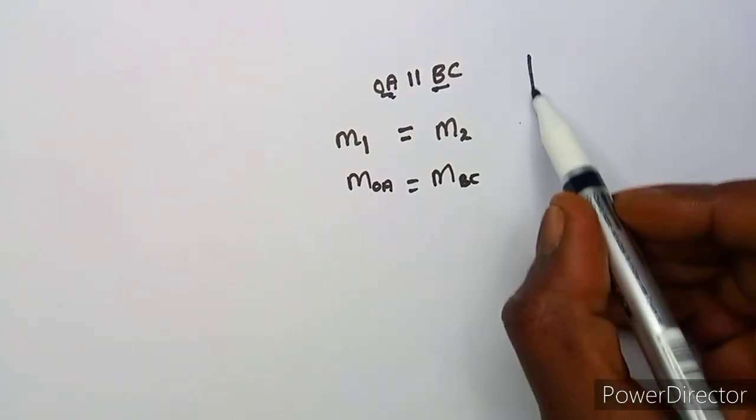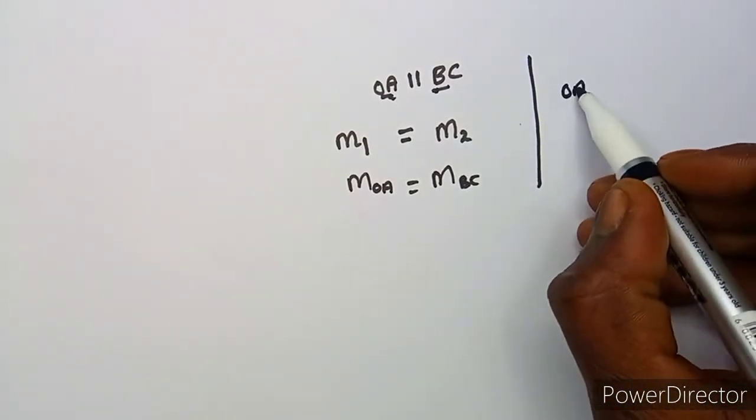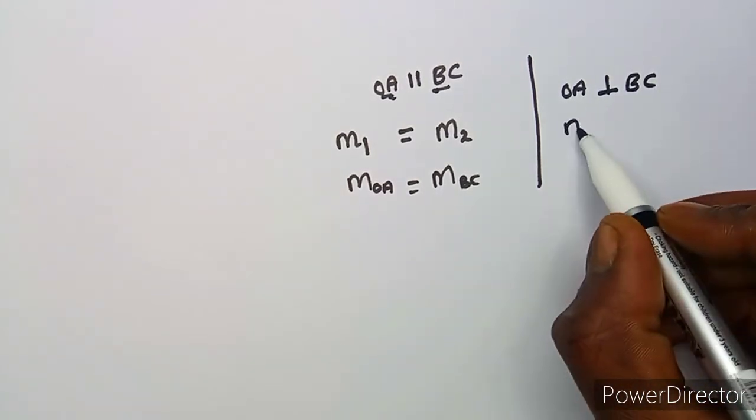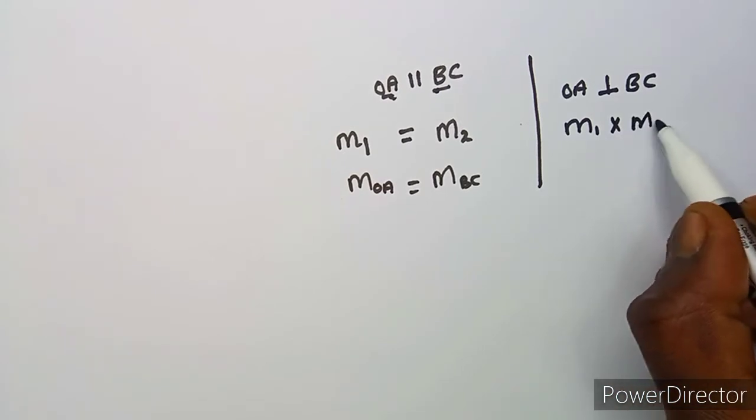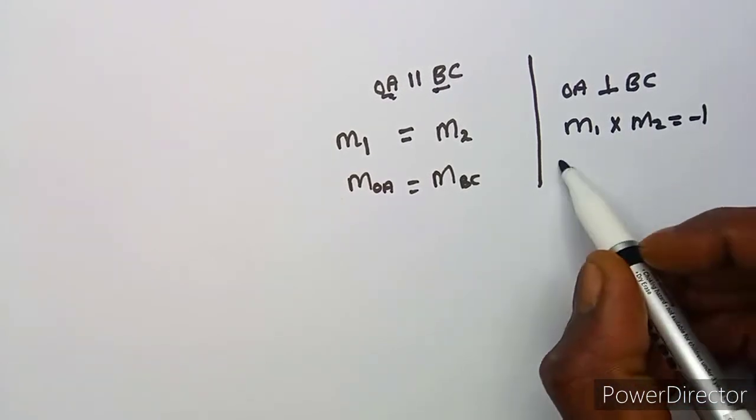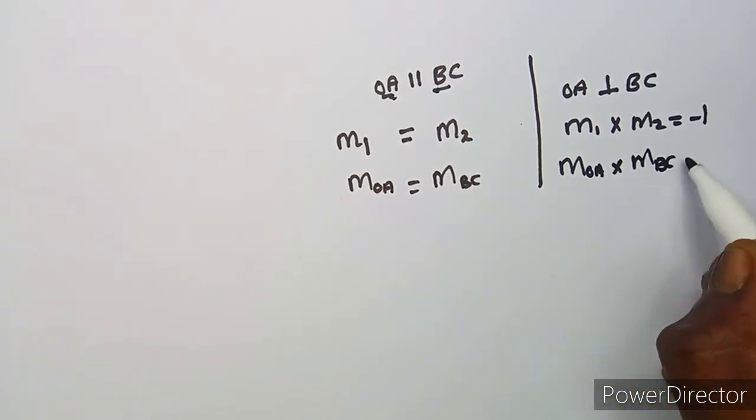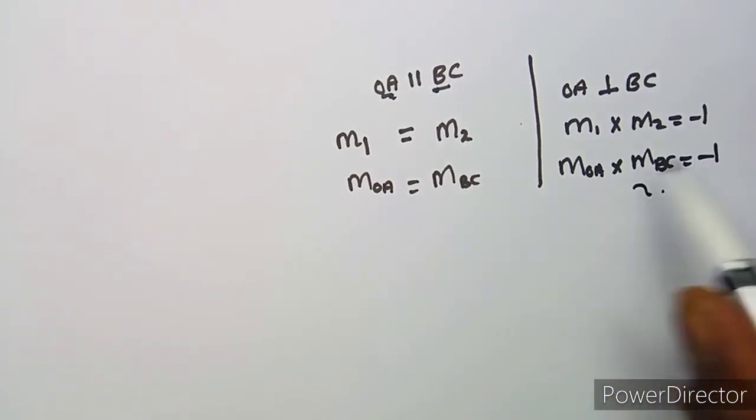If these two lines are perpendicular, the product of the gradients should give us -1, which means the gradient of line OA times the gradient of line BC is going to give us -1.